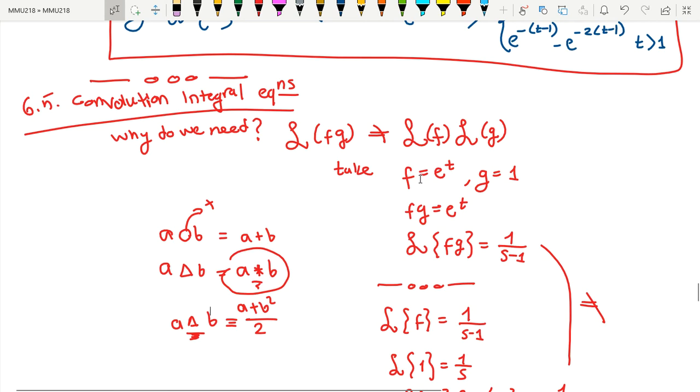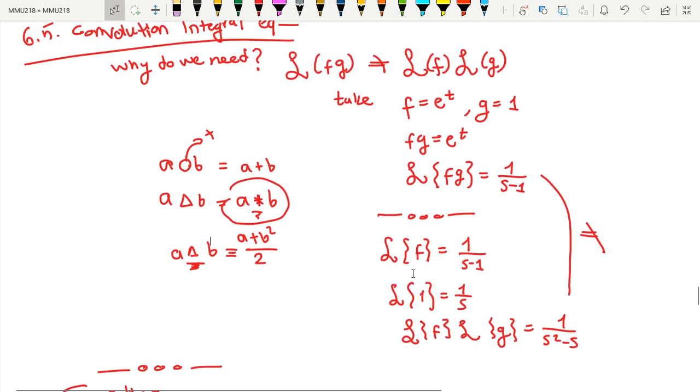Let's say f and g are two functions, and I take Laplace of them separately. Is it equal to their multiplication and then taking the Laplace of that? Well, it will not be for most cases. Say f is e to the power t and g is 1. fg is e to the power t. Laplace of fg is 1 over s minus 1.